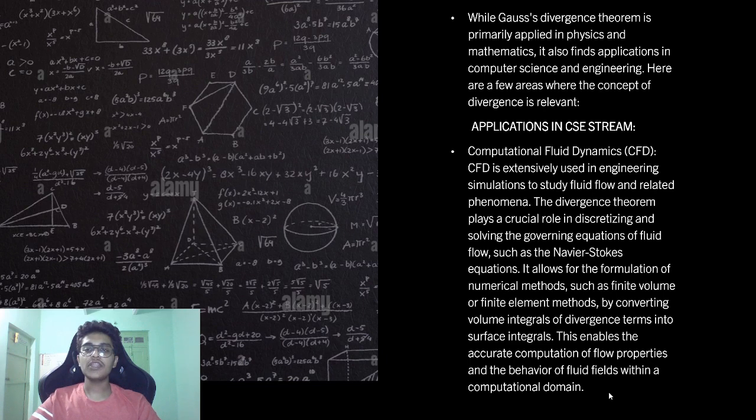CFD. So computational fluid dynamics is extensively used in engineering simulations to understand fluid flow and related phenomena. The divergence theorem plays a very crucial role in discretizing and solving the governing equations of fluid flow, such as the Navier-Stokes equation. It allows for the formulation of numerical methods, such as finite volume or finite element methods, by converting volume integrals of divergence terms into surface integrals. This enables the accurate computation of flow properties and the behavior of fluid fields within a computational domain.